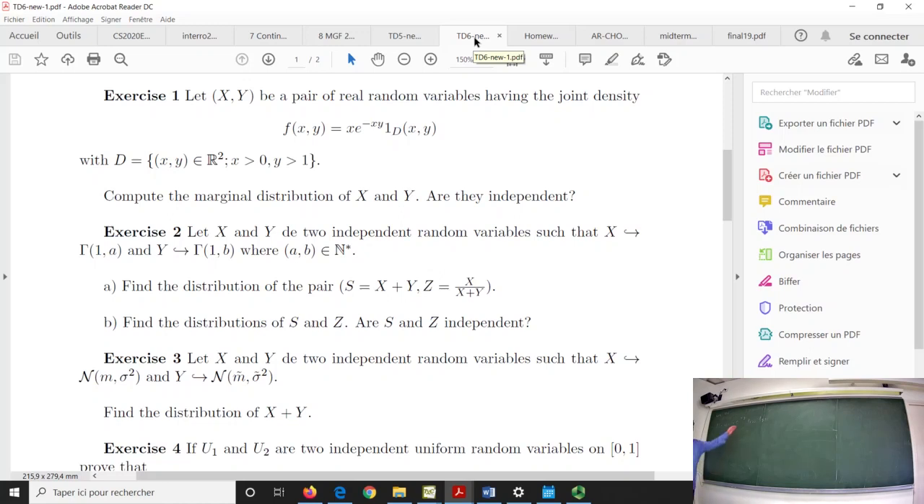So you have this density function, this joint density function, okay? And I want the one of X, the one of Y, and to check if they are independent or not. So you have everything here. Okay? So don't copy what I have written, it's exactly what is written in here.